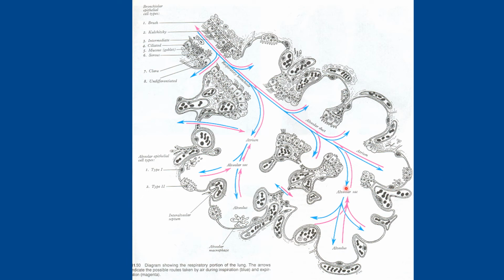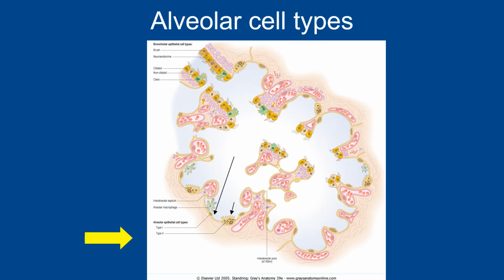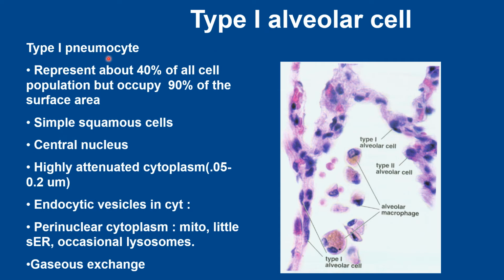This is a schematic representation of the terminal part of the bronchial tree, the respiratory portion, and the alveoli, where air flow has been shown. Already I have mentioned there are two types of alveolar epithelial cells, the alveolar type 1 and type 2. Type 1 alveolar pneumocytes represent about 40% of all cell population of the alveoli, but they occupy 90% of the surface area.